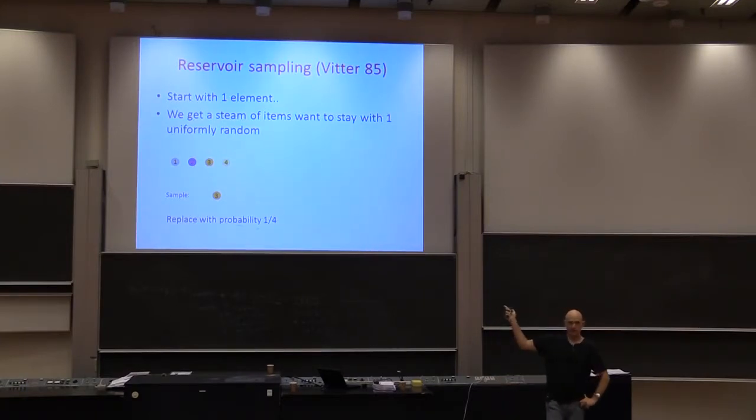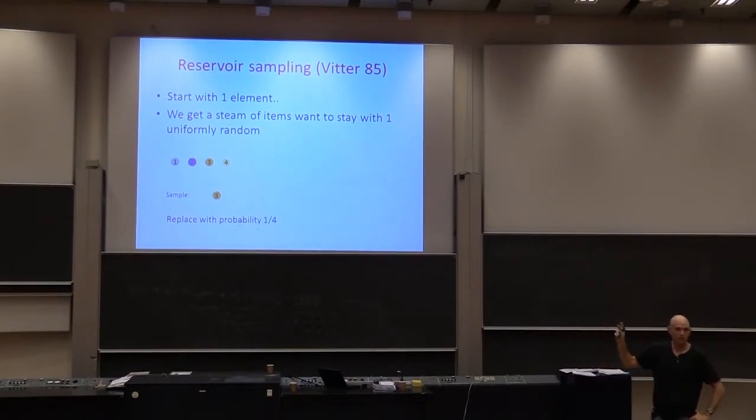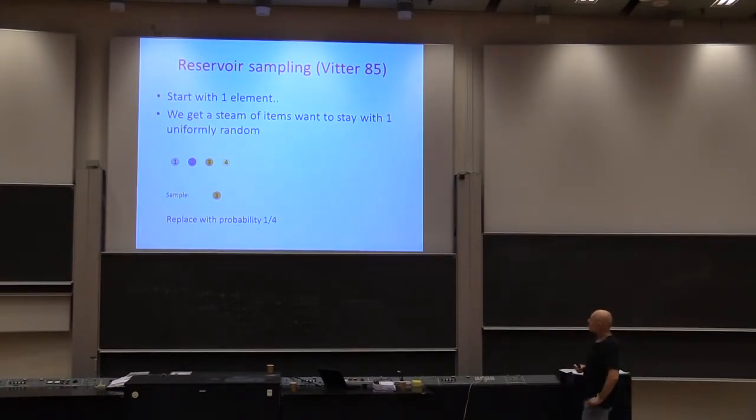It's kind of an easy exercise, which I'm not going to do, to show that at any point in time here you have a uniformly random item. It's called Reservoir sampling, something very old by Vitter. So there's no hashing so far, but hashing comes into play quickly.